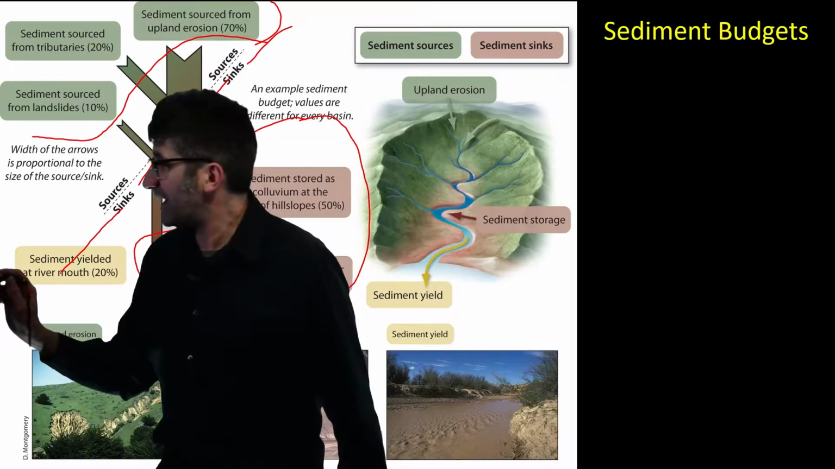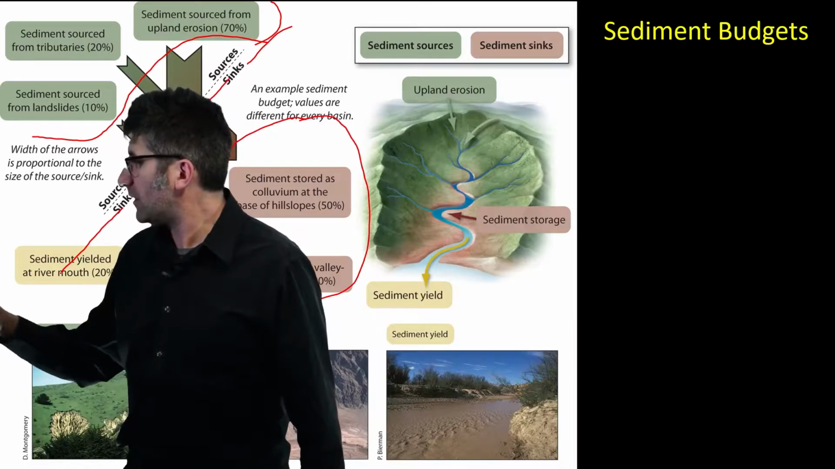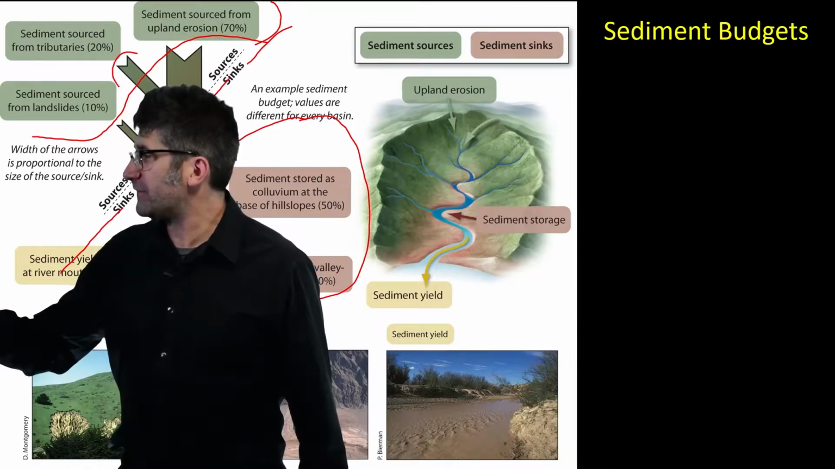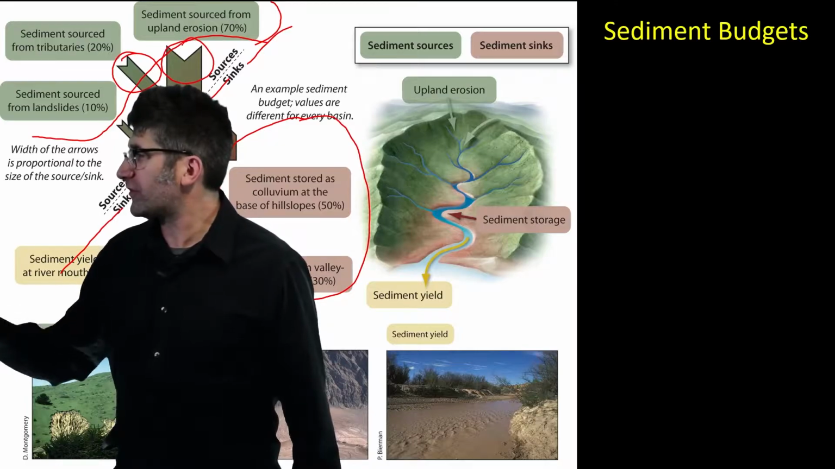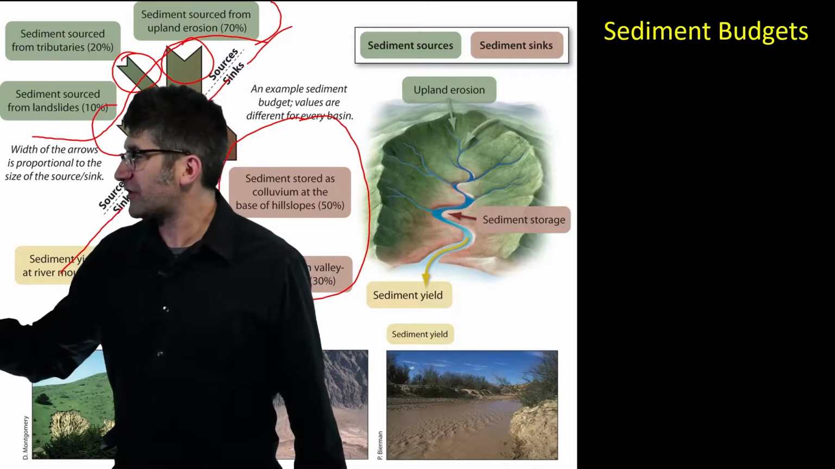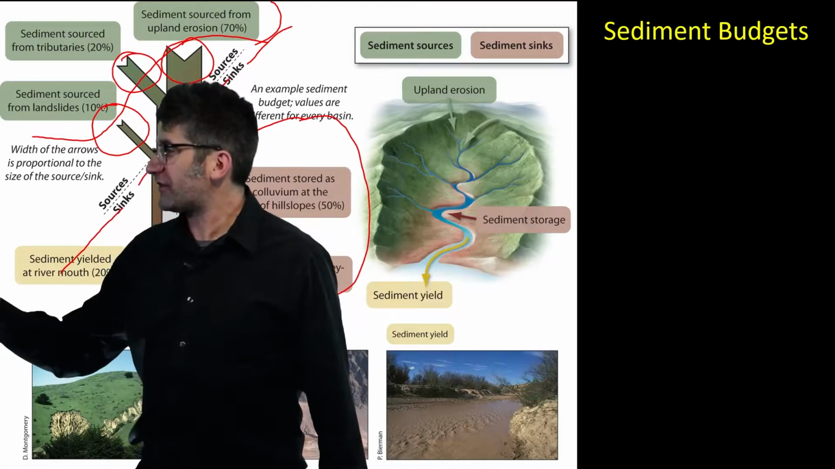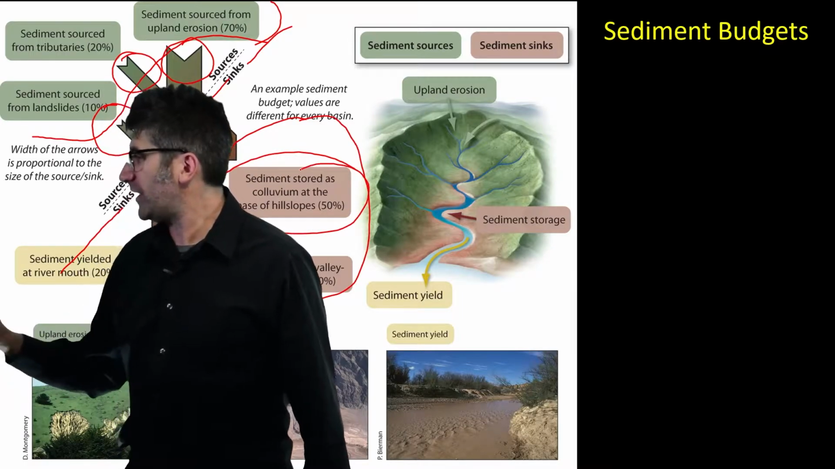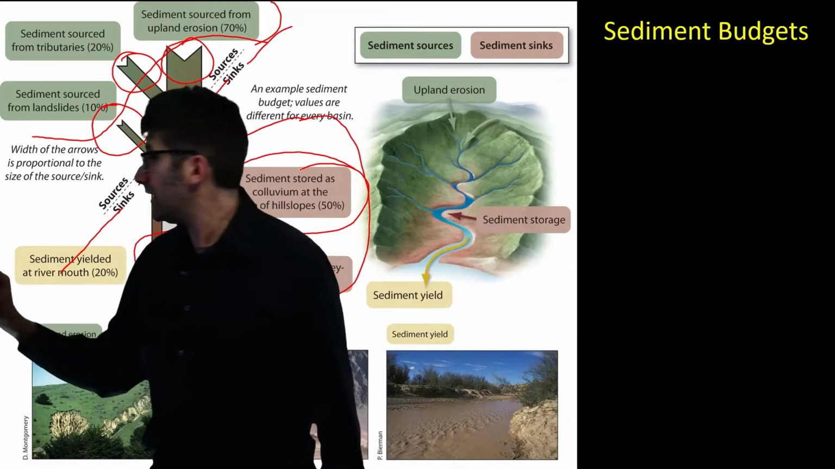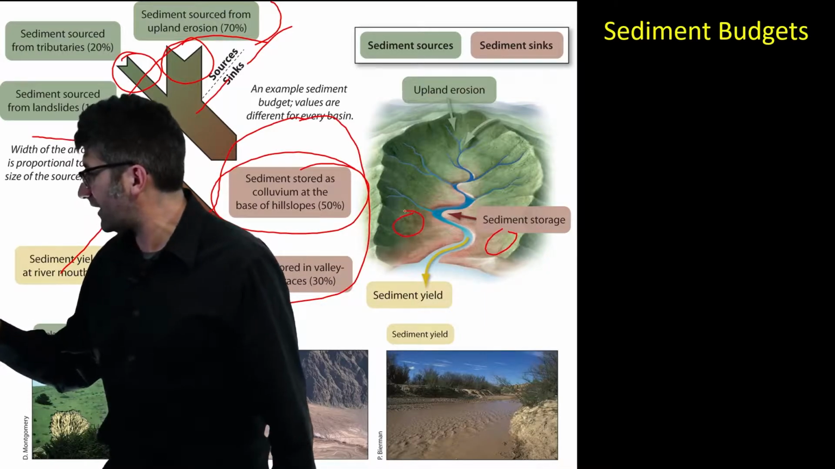So in this case here, if we look at a point on the river, we're going to have sediment coming in from tributaries, sediment eroded in from upland sources off the hill slopes, sediment coming in from landslides. All these add in. And then once that sediment is in the drainage basin, we're going to store some of that along the hill slopes as colluvium. So that would be all the sediment kind of stored here on the sides of the hills.